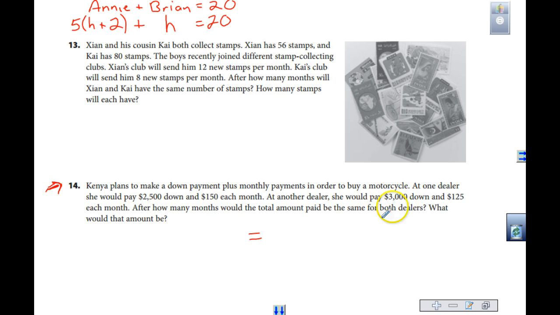And somebody else is saying, okay, $3,000 up front, and then $125. So this one is less money up front, more per month. This one is more money up front and less per month. They want to know how long it takes till they're actually paying the same. So we got $2,500 plus $150 every month, per month, times that. When is this equal to $3,000 down plus only $125 per month? So you can see it turns into an equation just like we've been practicing on the worksheet.